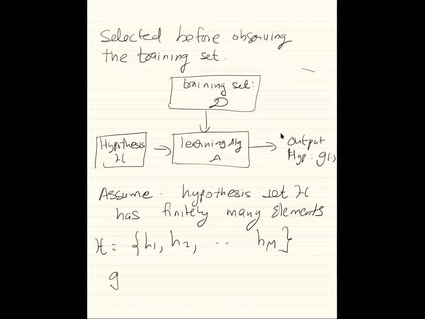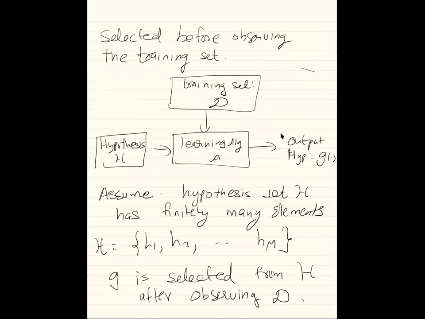G is selected from H. So it has to be an element of H, but it can be freely selected after observing the training set D. So we can select G to be H1 or H2 or HM, but we have the freedom of selecting it after we see the training set D. In the previous case, we fixed G to be H1 or H2 before observing D, and that was not very interesting. This is slightly more interesting because we fix H to take M different values, and then we reveal the training set D, and then we select the hypothesis G.